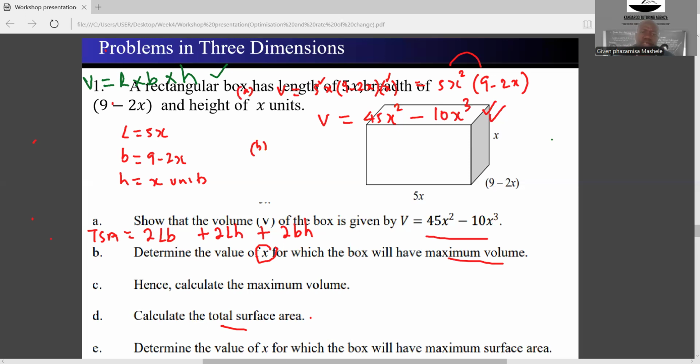For the second question we're going to say, for maximum volume, the derivative of that function should always be equal to 0. It's calculus. We are now using calculus. So it means you have to differentiate the volume function with respect to x. Since we don't have any variable in the denominator, we can differentiate. dV over dx should always be equal to 0. So let's differentiate. This gives us 90x minus 3 times 10, this is 30x squared, equals 0. So we have to solve for x. That will give us the maximum volume.